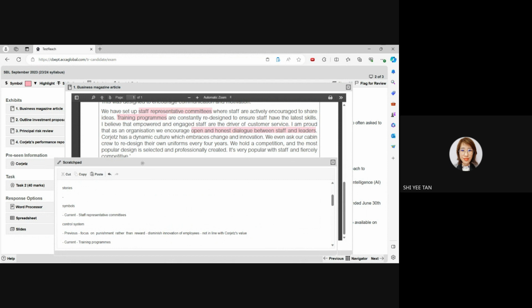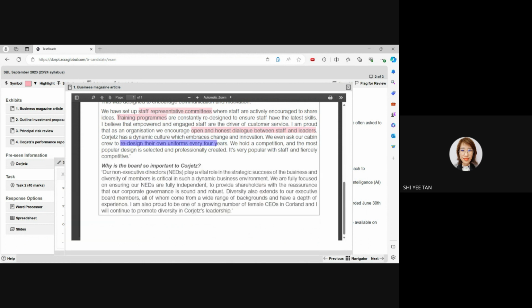Corjetz has a dynamic culture which embraces change and innovation. We even ask our cabin crew to redesign their own uniform every 4 years. Uniform also is a symbol, I would say. It's a symbol. Redesign their uniform. Okay, we hold a competition. Competition is also a symbol.